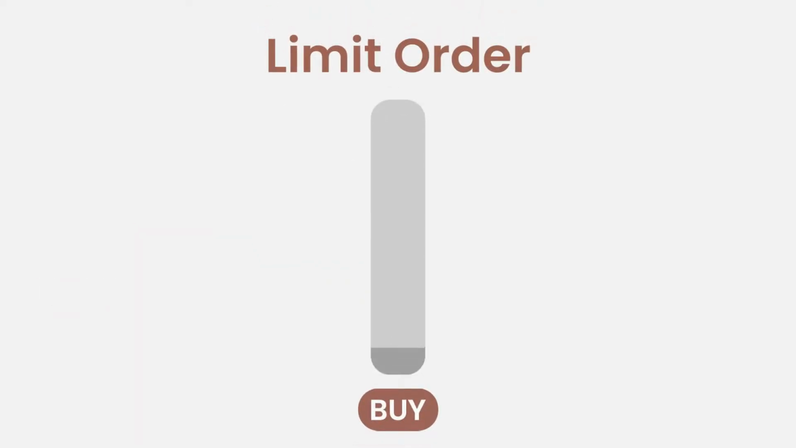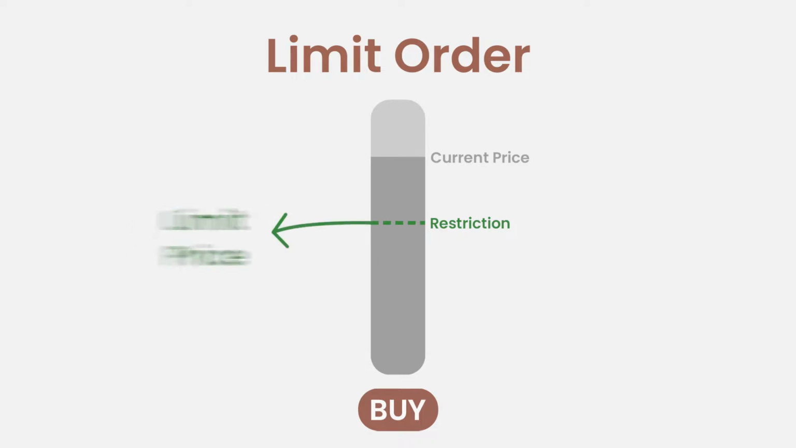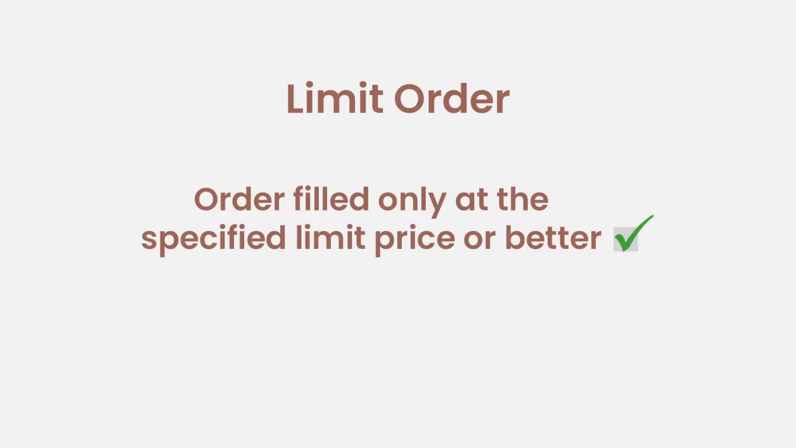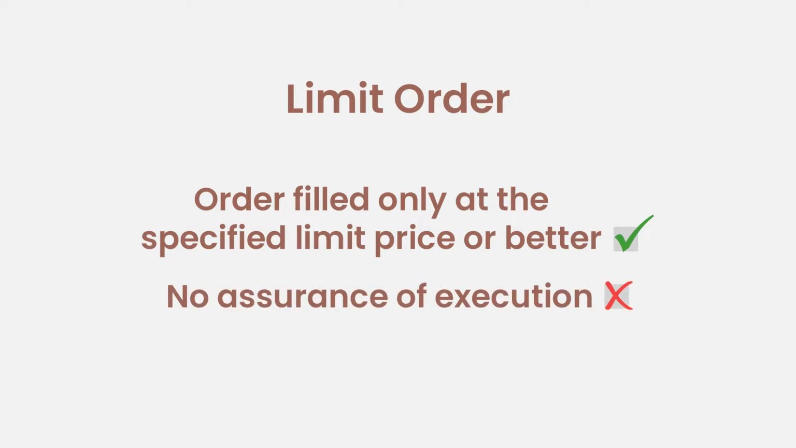A limit order is an order to buy or sell a coin with a restriction on the maximum price to be paid or the minimum price to be received, the limit price. If the order is filled, it will only be at the specified limit price or better. However, there is no assurance of execution. A limit order may be appropriate when you think you can buy at a price lower than, or sell at a price higher than, the current quote.